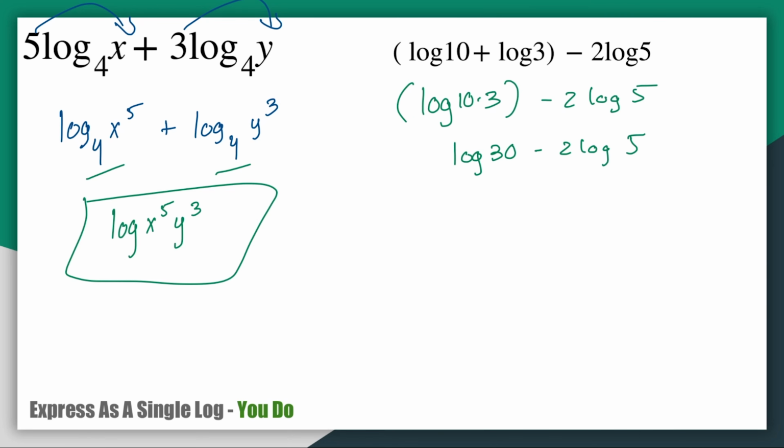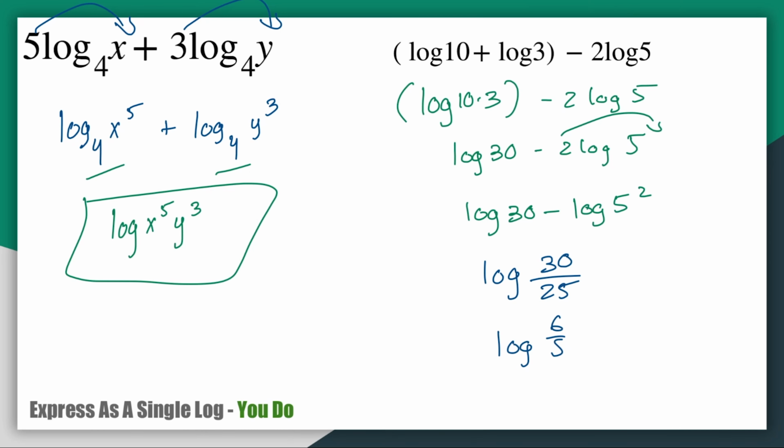Okay, now we need to handle the other one before we can bring these back together, right? That 2 needs to go back into being a power, so we get log 30 minus log of 5 to the power of 2, which then becomes the quotient property, and so we have log 30 divided by 25, which I'm going to expand that 5 squared, or really just log 6 over 5. Now look at the importance of this. Log 6 over 5 is the same thing as log 10 plus log 3, and then all of that being subtracted by 2 log 5. If I can simplify that, I'm doing that, okay?